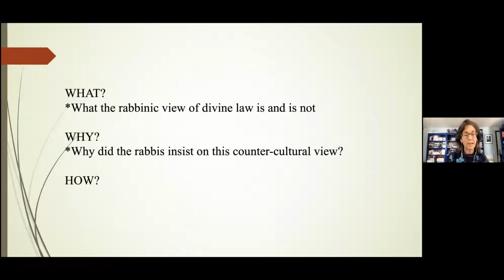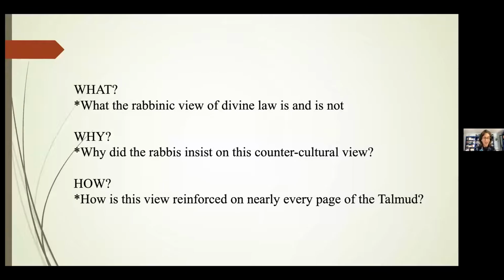Why did the rabbis insist on this countercultural view? And finally, we'll ask exactly how is this view of divine law reinforced on nearly every page of the Talmud.